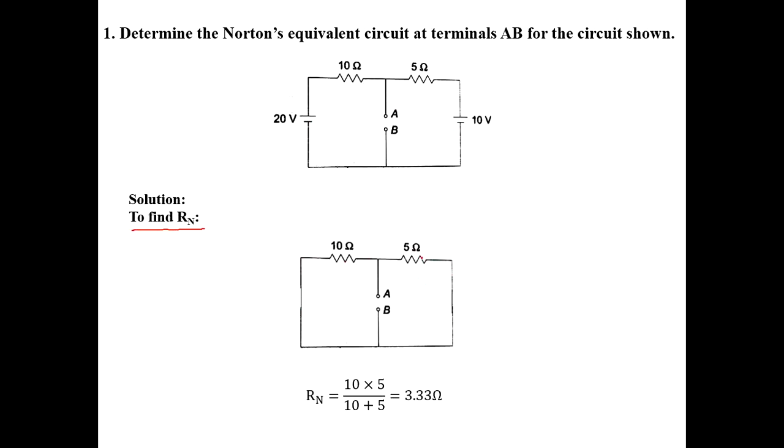Here these two resistors are connected in parallel because they have two common points. One end is connected here and the other end is connected at this point. We know that parallel means R1 R2 divided by R1 plus R2. 10 into 5 divided by 10 plus 5, which is equal to 3.33 ohm.